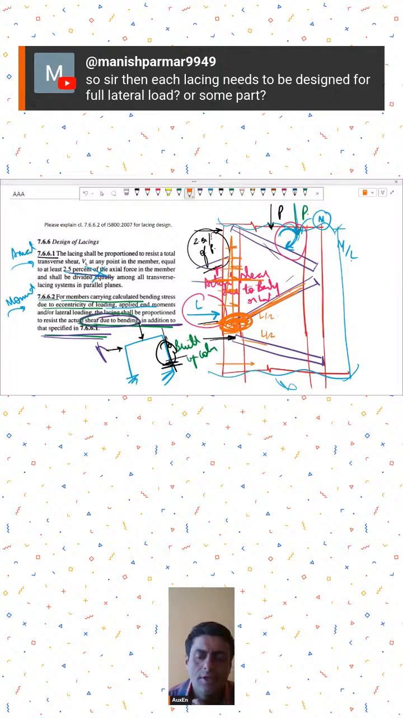Okay, so you can calculate that from the tributary distance between two lacings. Accordingly, you design your lacing for that particular shear. So from the shear force diagram, you can tentatively calculate the shear that will be transferred to lacings. So in that manner also you can calculate.